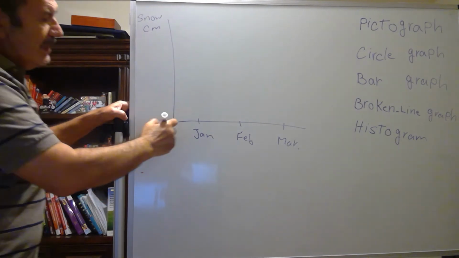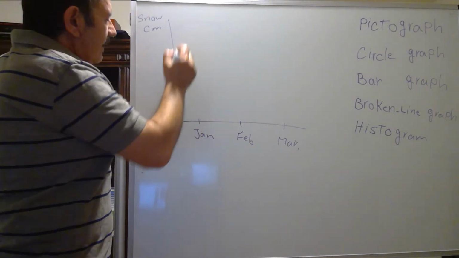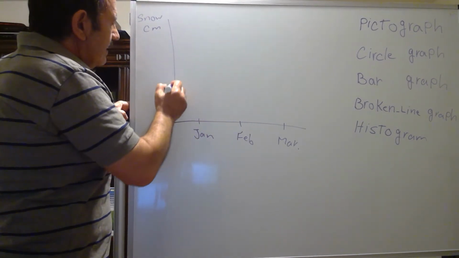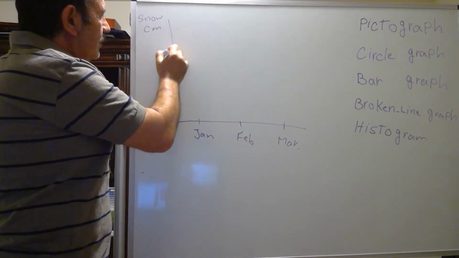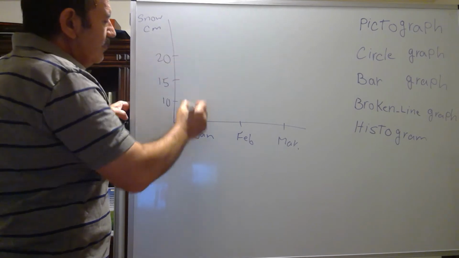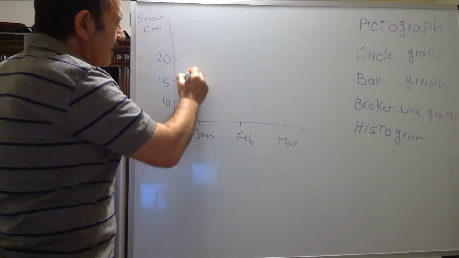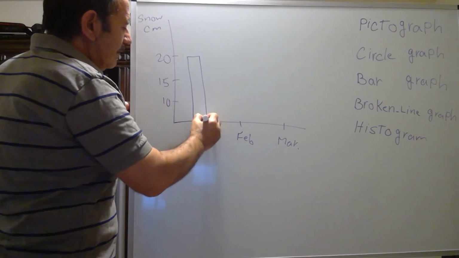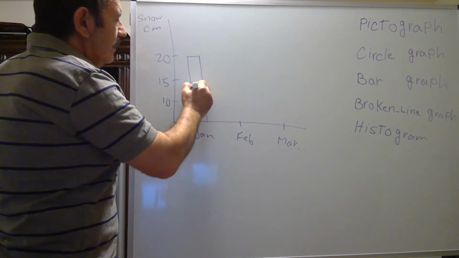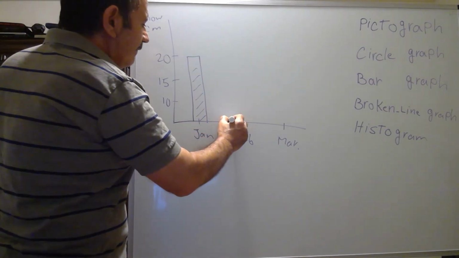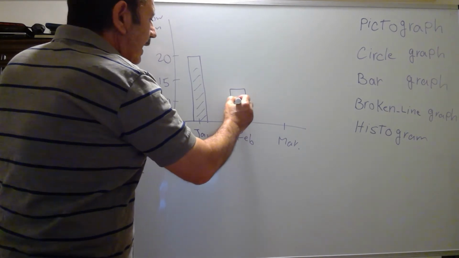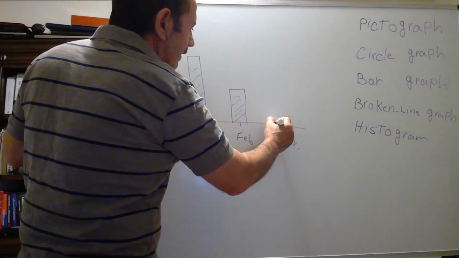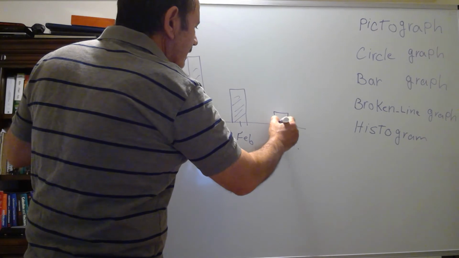Okay, let's say in January we have 10, 15, 20. Let's say in January we have 20 centimeters of snow. Okay, in February we have 15 centimeters of snow, and in March we have 10 centimeters of snow, as an example.